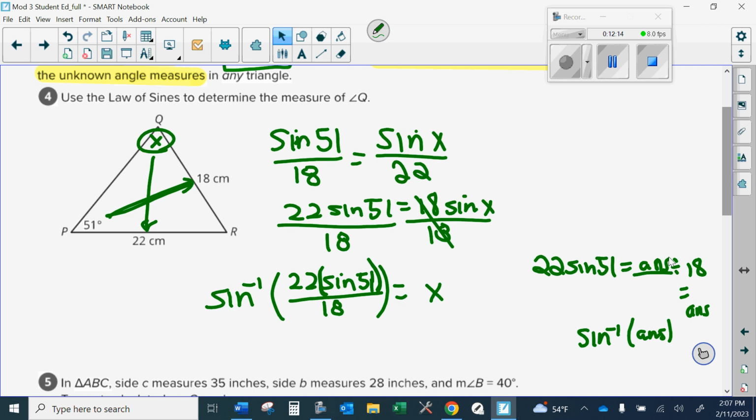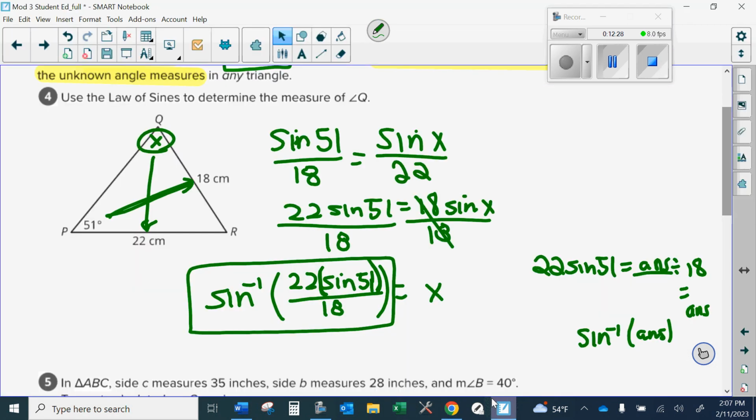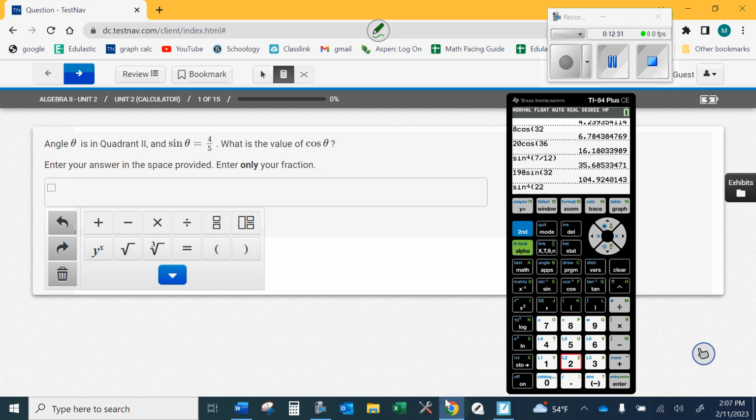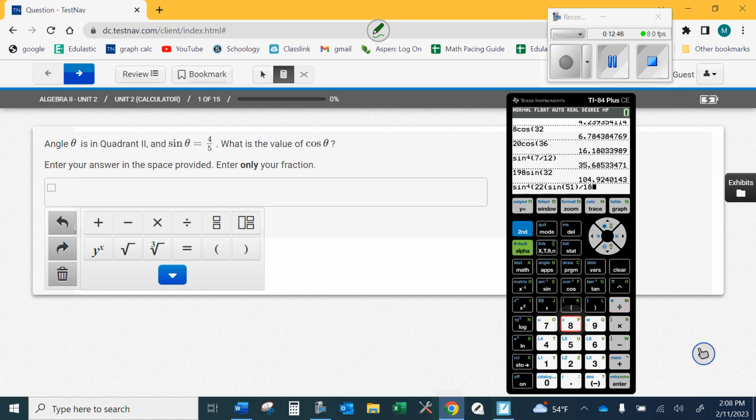Okay, so that's how I could do all that, because that way you're not doing any rounding, you're leaving all that in there. This is how you would do it in one step on the calculator. So inverse sine, what do I get? 22 times sine 51. 22, oops, I forgot to put the parentheses. Parentheses, sine 51, parentheses, divided by 18. Parentheses. 71.8.